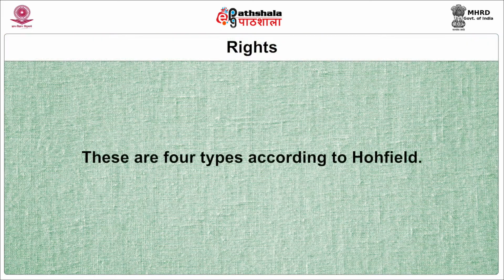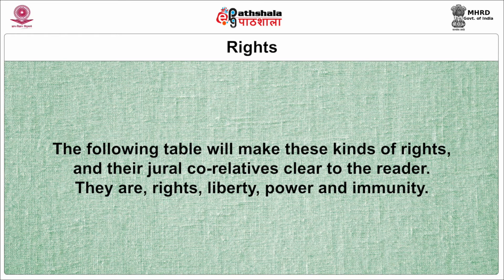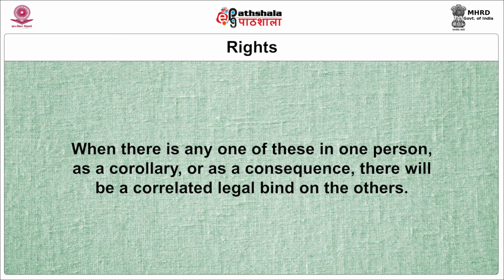For our discussion of what group rights are, we first need to be thorough with what rights are and what their characteristics are. In a generic sense, a legal right is defined as any advantage or benefit conferred upon a person by a rule of law. There are 4 types according to Hohfeld. The following table will make these kinds of rights and their jural correlatives clear to the reader. They are right, liberty, power, and immunity. When there is any one of these in one person, there will be a correlated legal bind on the others.